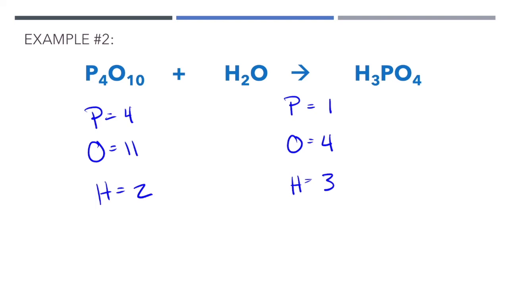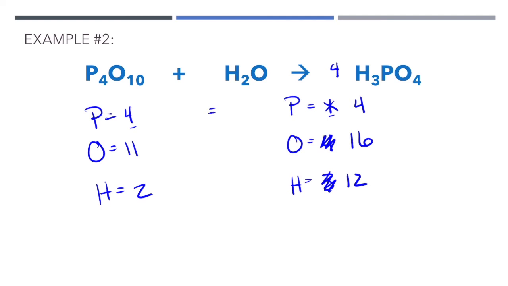So I've got 4 over here. I need 4 on this side. So if I put a 4 here, that's going to cross that out, and that's going to give me 4 phosphorus. But it's also going to change the number of hydrogens that I have. So 4 times 3 is 12. It's going to have 12 hydrogens, and the number of oxygens. So it's going to give me 16 oxygens. All right, so phosphorus is balanced.